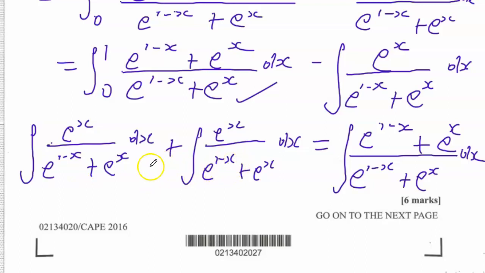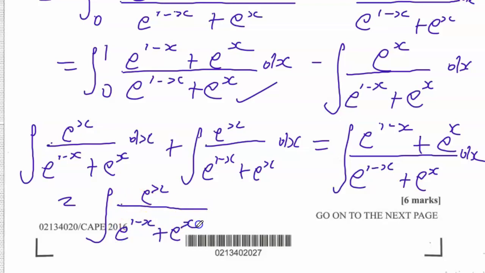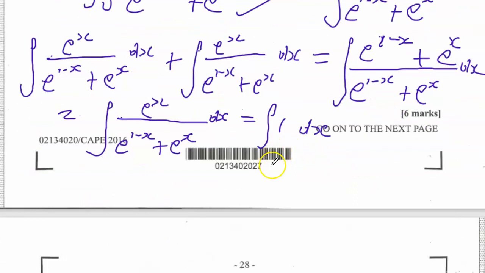So we have two of the same term. Alright, so the integral of e to the x over e to the 1 minus x plus e to the x dx equals, now notice what we have here is the term e to the 1 minus x plus e to the x over itself. So we're finding the integral of 1 dx. Now what's the integral of 1? The integral of 1 is actually x.